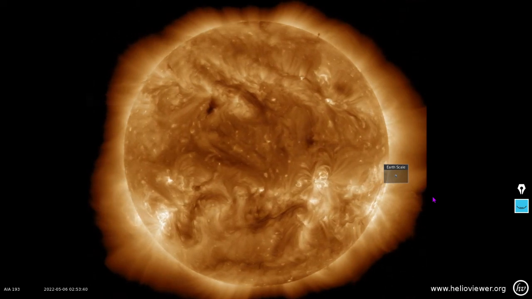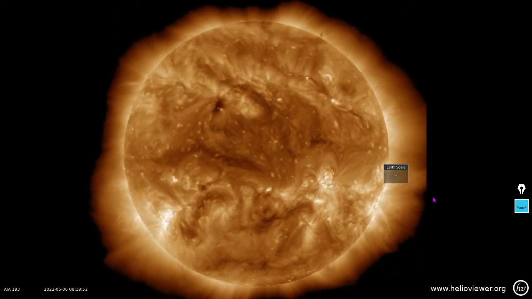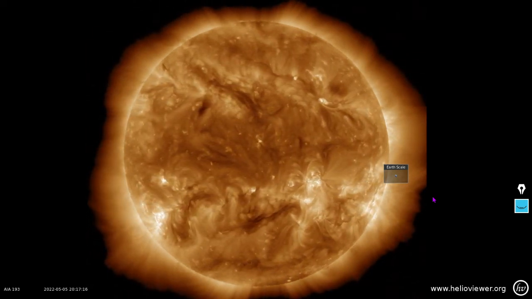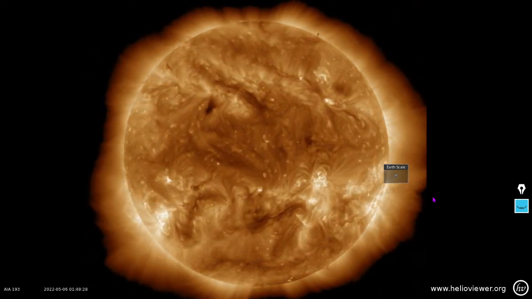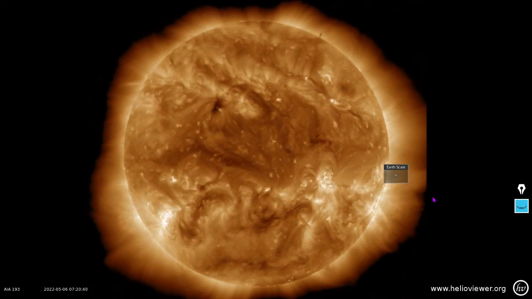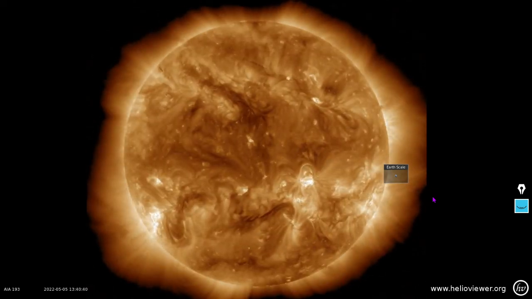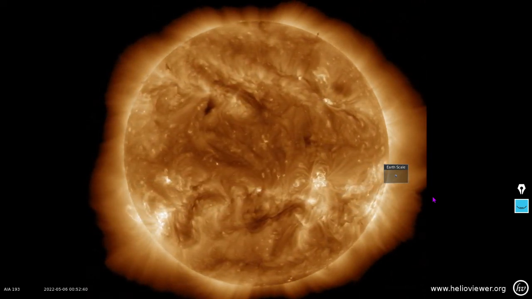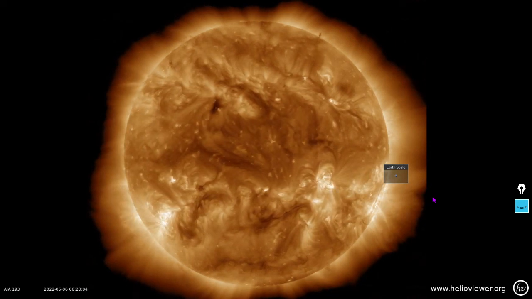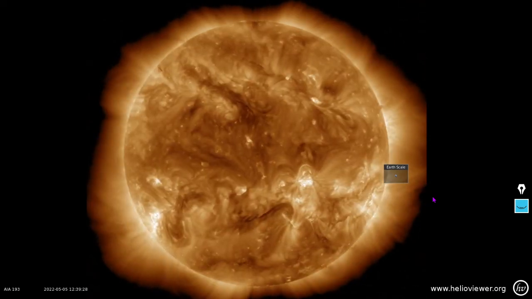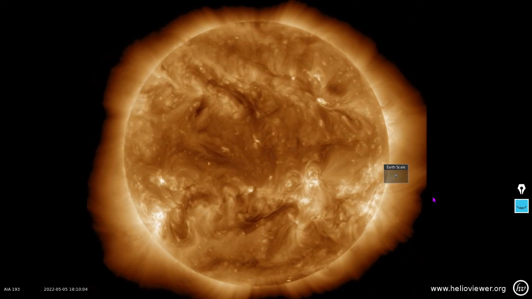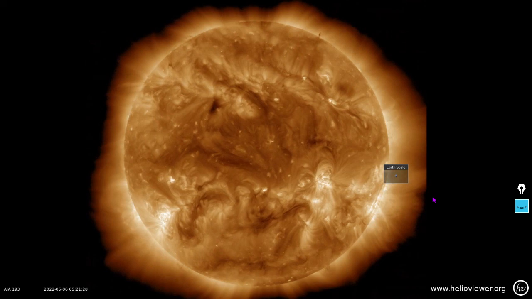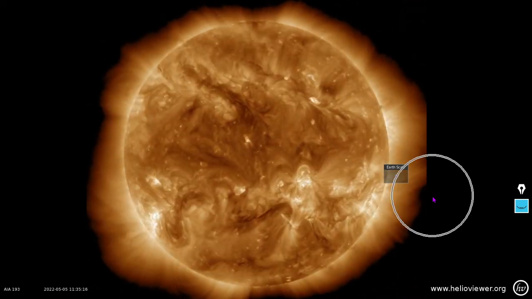So here's a visual analysis of it in 193 angstroms ionized iron from the SDO, the Solar Dynamics Observatory. I think it's my favorite telescope. Let us know in the comments what your favorite telescope is. Is it the James Webb? Is it the Hubble? I think mine is the SDO. So who knows? Maybe that'll change. It all depends on what the James Webb is looking at in the near future. In the infrared spectrum, this is part of the ultraviolet spectrum. And we can expect those coronal holes in the northeast to become a little more well-defined in the coming days.